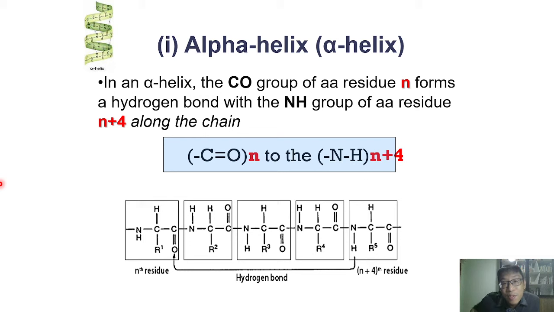There are two types of secondary structure. We look at the first type, which is the alpha helix. In the alpha helix, the hydrogen bonds are formed really regularly. They are formed between the nth amino acid and the nth plus 4 amino acid in the polypeptide chain. So for example, if it is the 10th amino acid in the chain, then it will form a hydrogen bond with the 14th amino acid if this segment is coiled into an alpha helix.